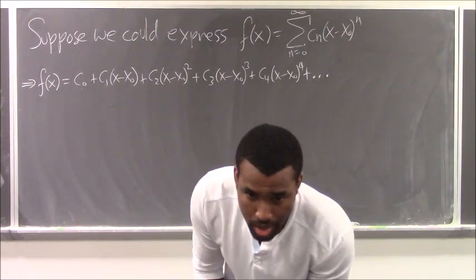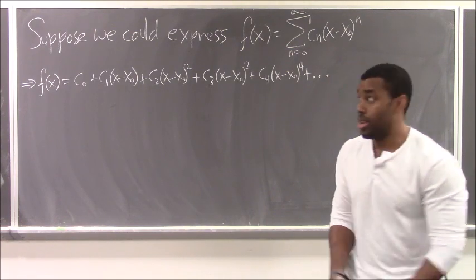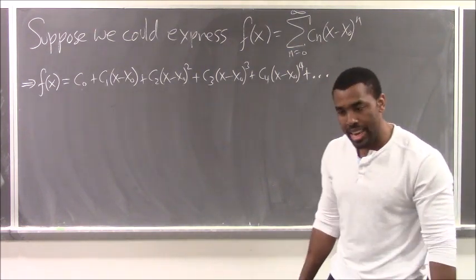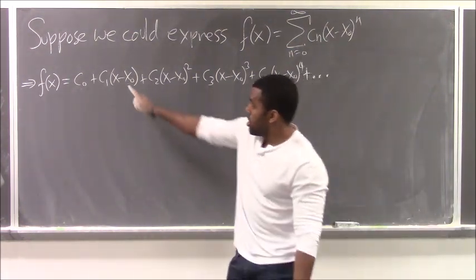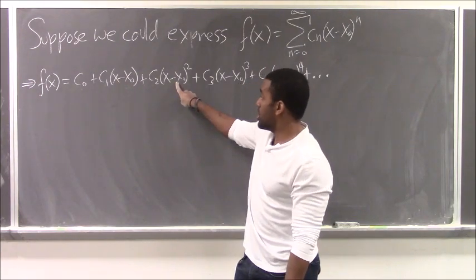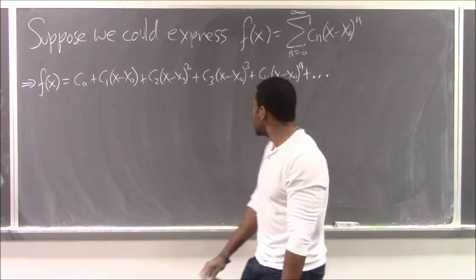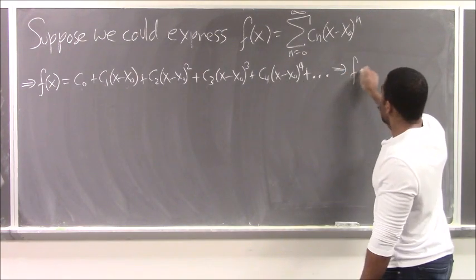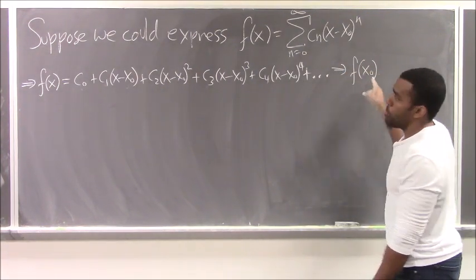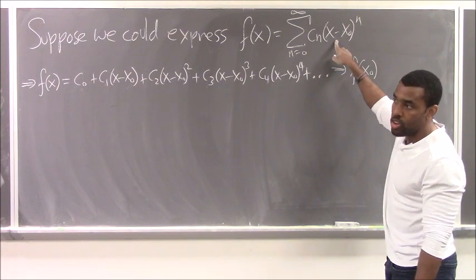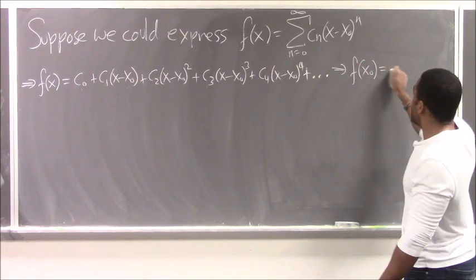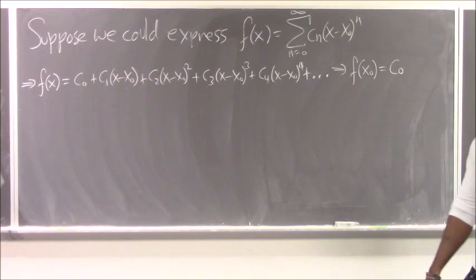Alright, so a bunch of people are saying x sub 0, and that would be true. If I plug in x equals x naught, that is going to go to 0. So does this, so does this, so does this. In fact, an infinite number of terms get wiped out. Notice that f of x naught, if I plug in the point at which the power series is centered, will actually give me c0.